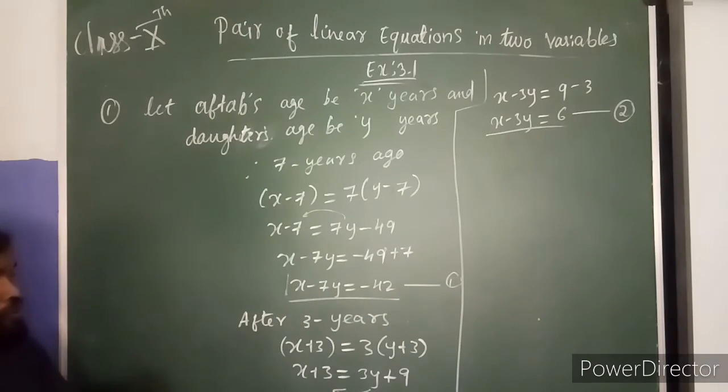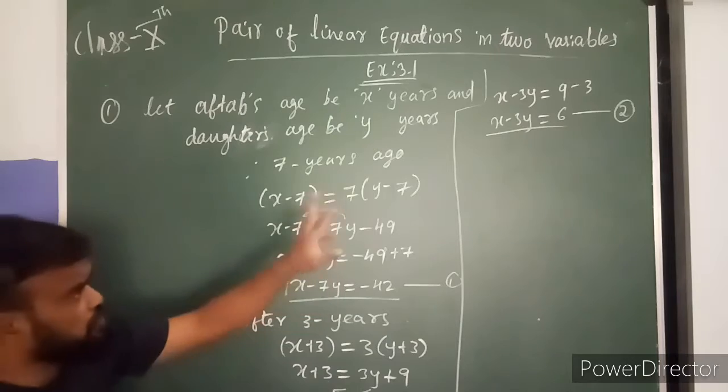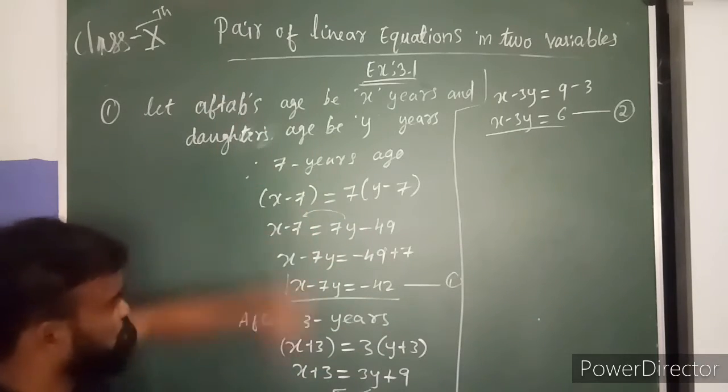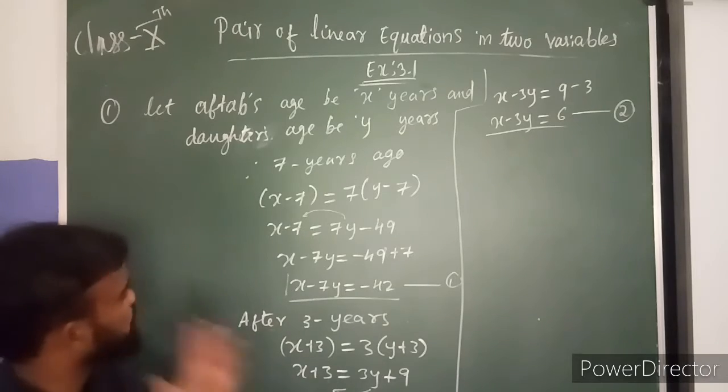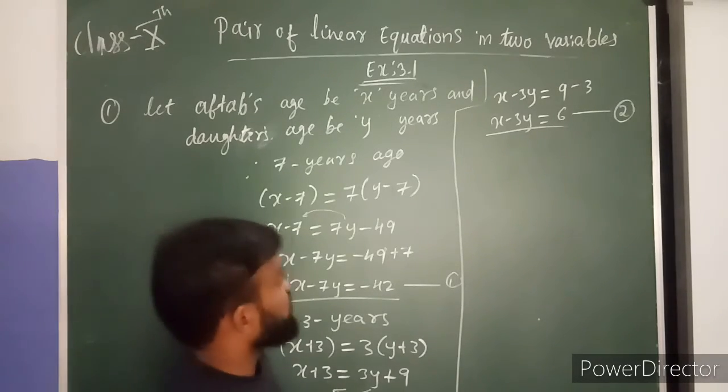We have solved the algebraic form. Now we have to solve graphically. I will put equations 1 and 2 here, and I will show it graphically. I should make the table also. The 2 tables we have to make.